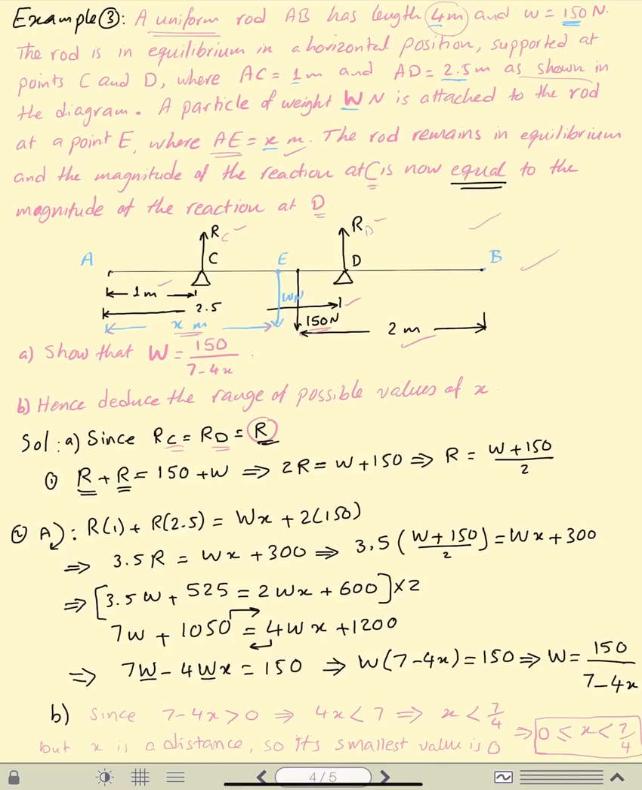Alright. So since RC equals RD equals R, the first equation is the equation of the forces. Forces upwards, R plus R is equal to 150 plus W.